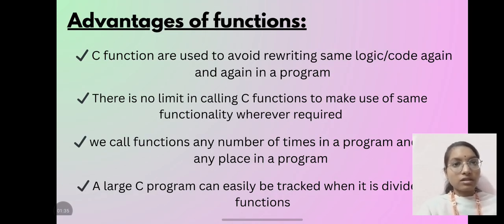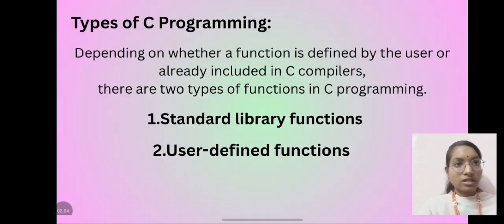Advantages of functions. C functions are used to avoid rewriting the same logic or code again and again in a program. There is no limit in calling C functions to make use of the same functionality wherever required. We can call functions any number of times and at any place in a program. A large C program can easily be tracked when it is divided into functions.